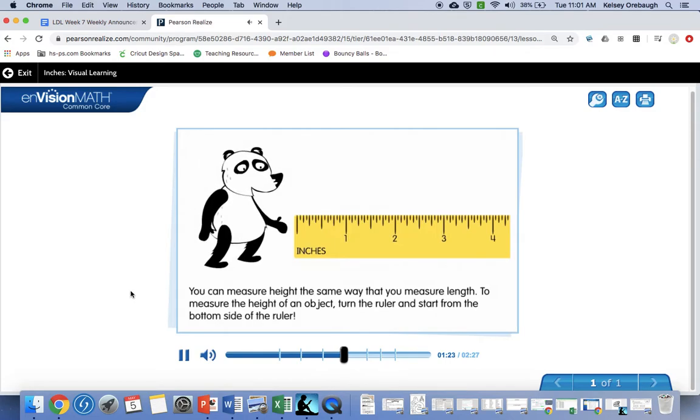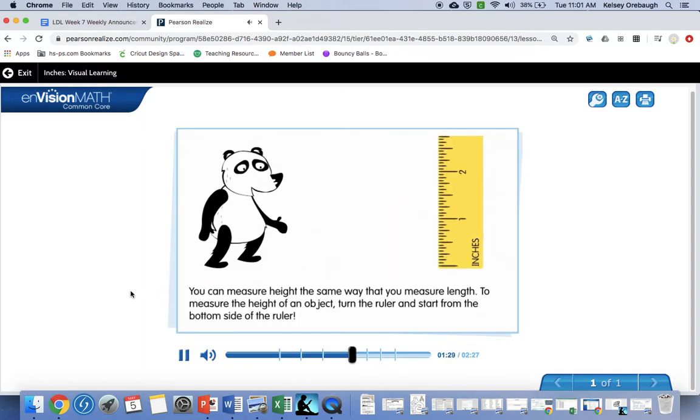You can measure height the same way that you measure length. To measure the height of an object, turn the ruler and start from the bottom side of the ruler. Okay, so when we measured length, like the length of the eraser, our ruler was horizontal. We wanted to see how long the eraser was. To measure height, turn the ruler vertical. That means up and down. Turn the ruler and start from the bottom side of the ruler.